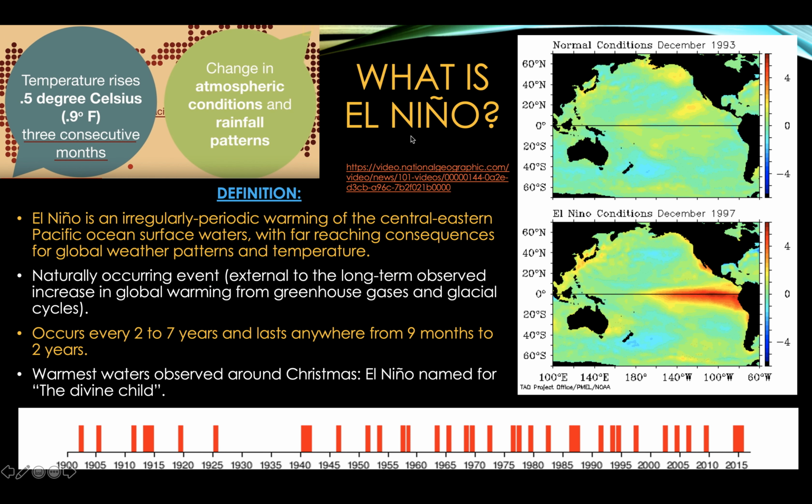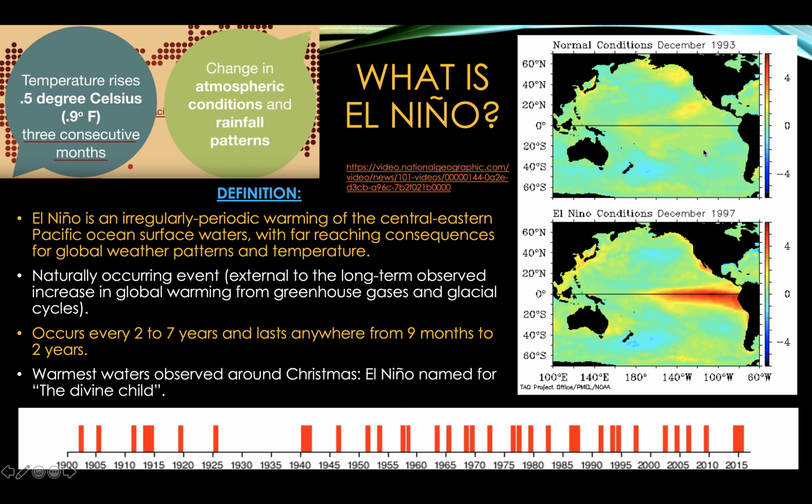Okay, so if you want to watch that video again, I have the link right here. So, what is El Nino? Basically, scientists define El Nino to be a periodic warming of the Pacific Ocean.